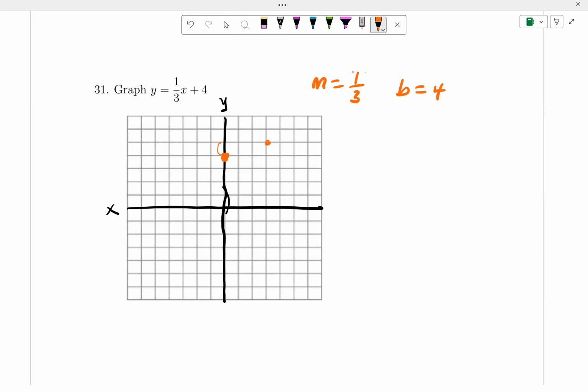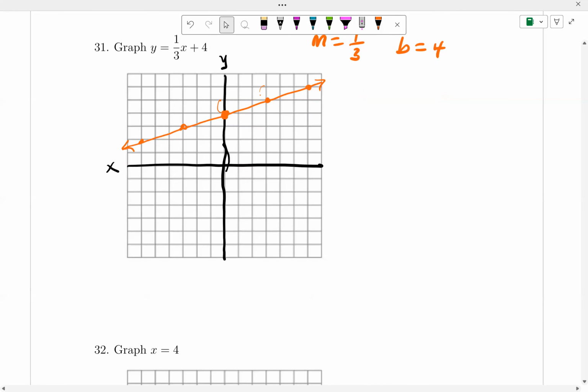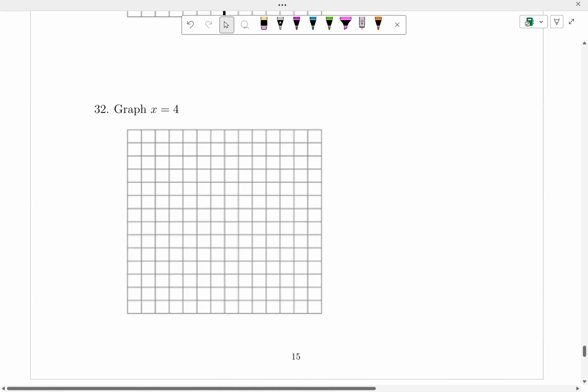1, 2, 3. Do it again. Up 1, over 3. 1, 2, 3. You can repeat that, but again, like I said, if you have 3 points, you have enough points to get you the graph that you're looking for. So there's your graph. Of course, you would use a ruler. Never freehand these.